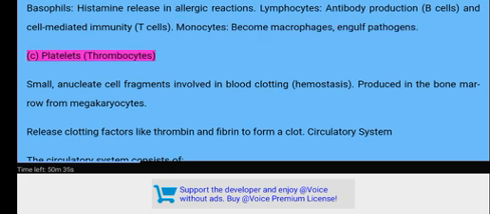C. Platelets (thrombocytes): small, anucleate cell fragments involved in blood clotting (hemostasis). Produced in the bone marrow from megakaryocytes. They release clotting factors like thrombin and fibrin to form a clot.